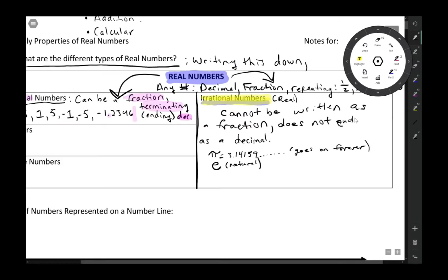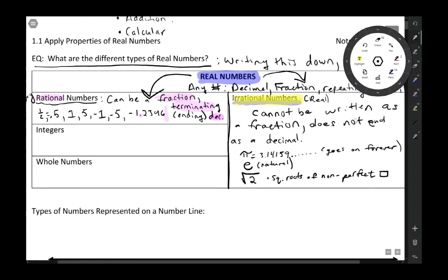The other key thing are square roots of non-perfect squares. So square roots of non-perfect square numbers. So a square root of 2. Again, if you type these in your calculator, you get a decimal that never ends.